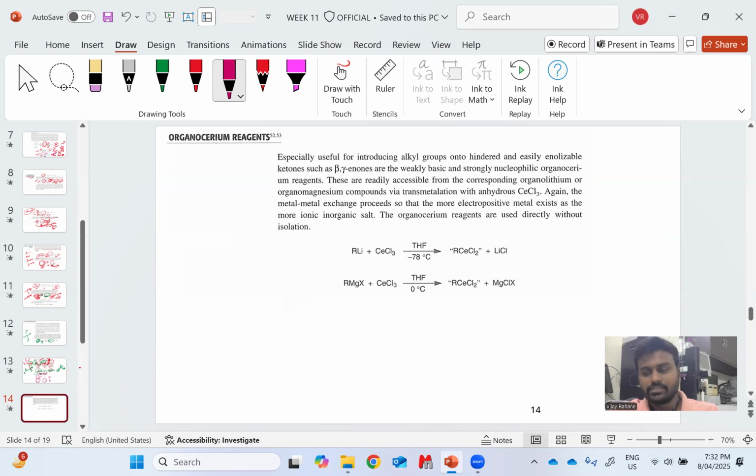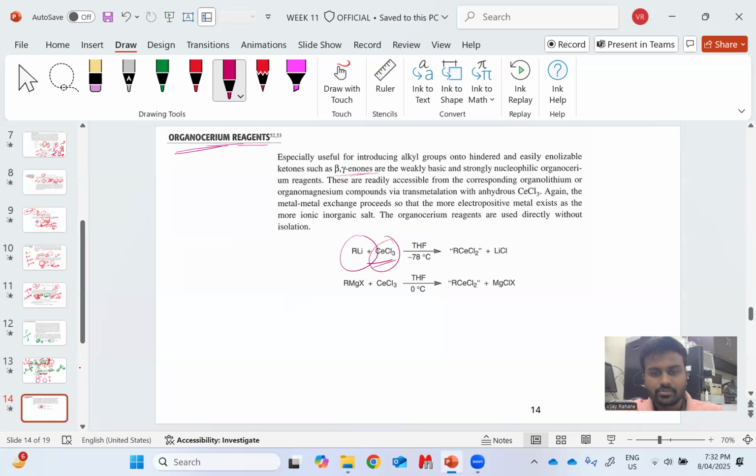All right, so we have seen the titanium reagents also. Another example of a reagent is the organocerium reagent. Basically, cerium trichloride is the cerium salt, and this is how the organocerium reagent is prepared. Particularly, this reagent is good for the reduction of the beta gamma enones.